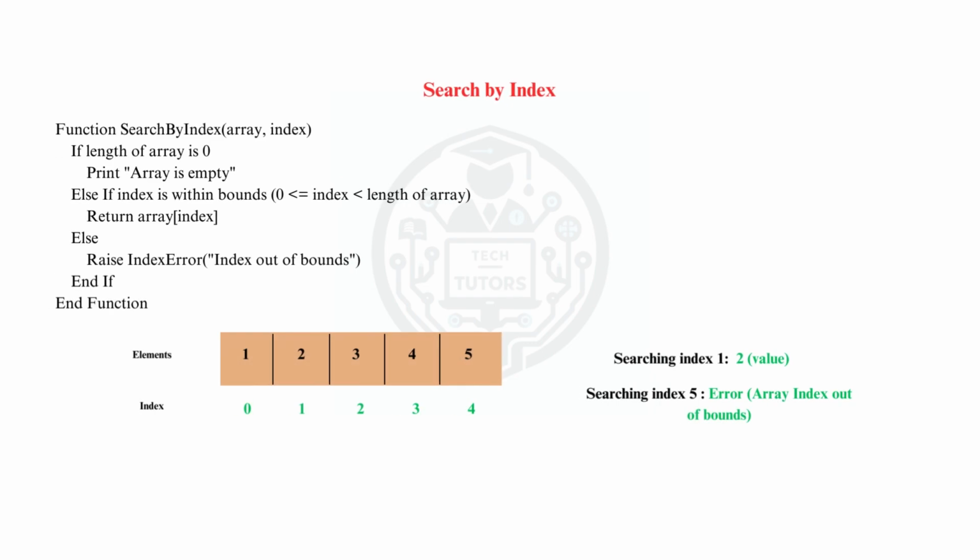The search by index function retrieves the element located at a specific index within the array. Before accessing the element, it validates the index to ensure it is within the bounds of the array. If the index is valid, it returns the corresponding element. If not, it raises an error. This function is essential for direct access to elements in situations where you know the index but not the value.